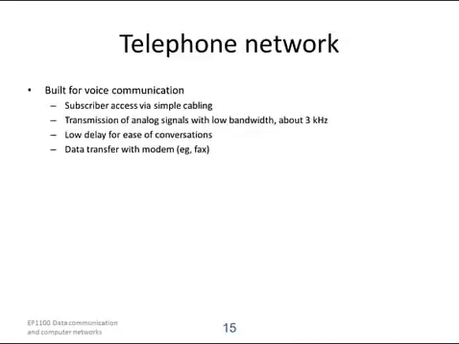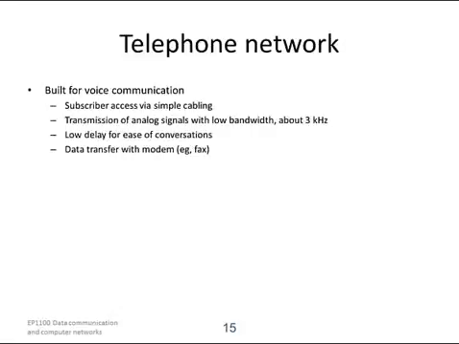The historic one is the telephone network, which has been in operation for more than 100 years. It was built for a single killer application, namely voice communication. It's built by very simple cabling to connect customers, called subscribers, to provide transmission of voice signals with low bandwidth, about 3 kHz, which corresponds to the voice spectrum of a human voice. The network was built for low delay so that conversations would flow easily.